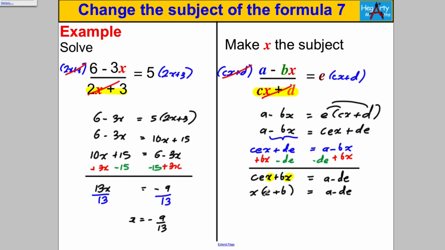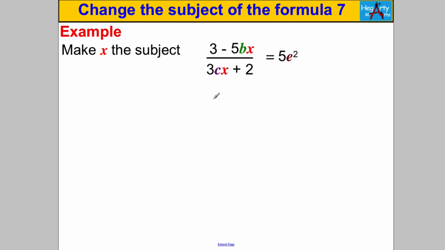going to divide both sides by ce plus b, so divide both sides by ce add b, and I get myself x, the subject of the formula. x is therefore a subtract de all divided by ce add b, and we're done for that one. So I'm going to end with two monster examples for you to try. Pause the video and have a go for each one.